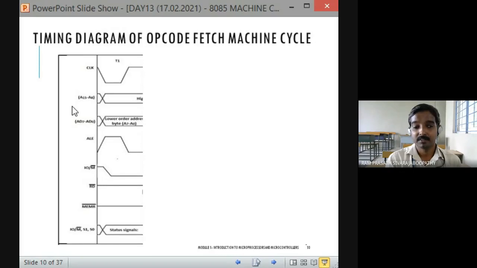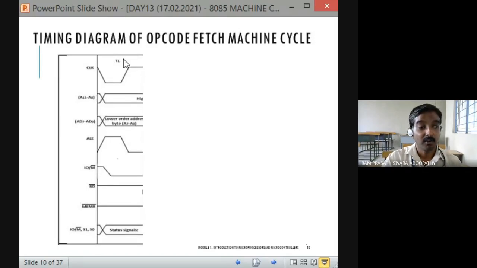From where? Yes, it is fetching the opcode from memory. So the status of the IO/M bar signal is low. This signal is going from high to low. You can see the beginning of the T state. It is having some logic value.